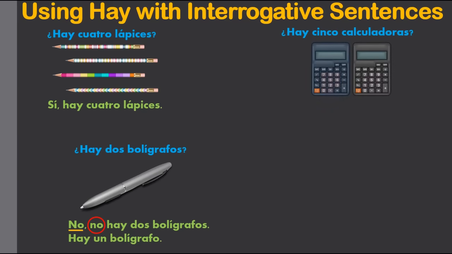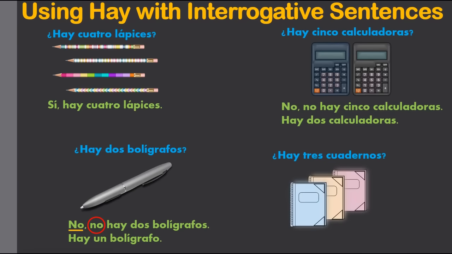¿Hay 5 calculadoras? Are there 5 calculators? No, no hay 5 calculadoras. No, there are not 5 calculators. Hay dos calculadoras. There are 2 calculators. ¿Hay 3 cuadernos? Are there 3 notebooks? Sí, hay 3 cuadernos. Yes, there are 3 notebooks.